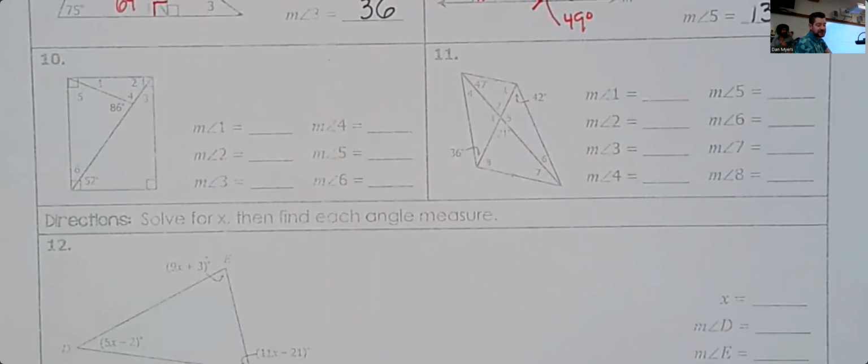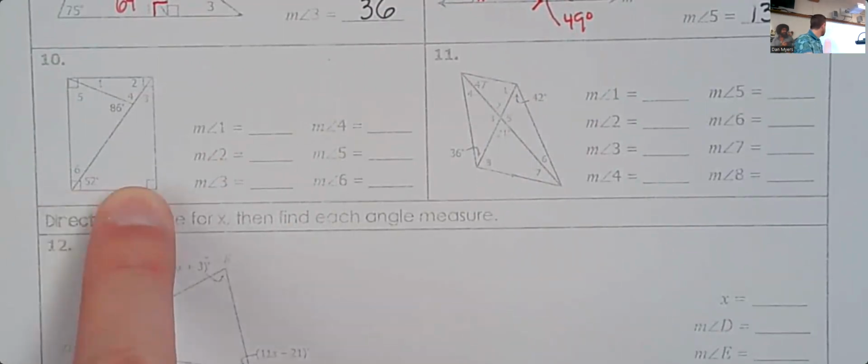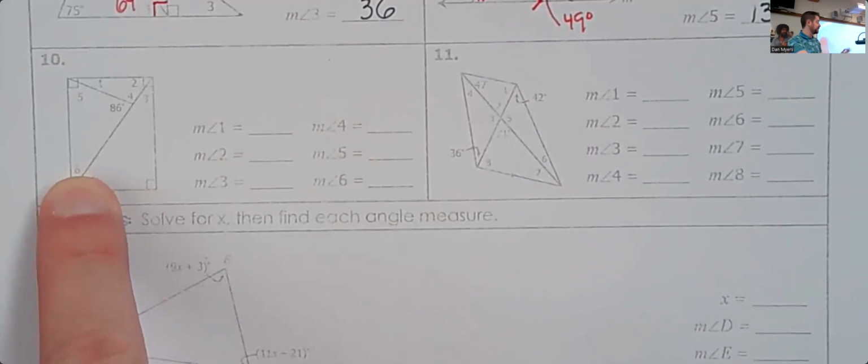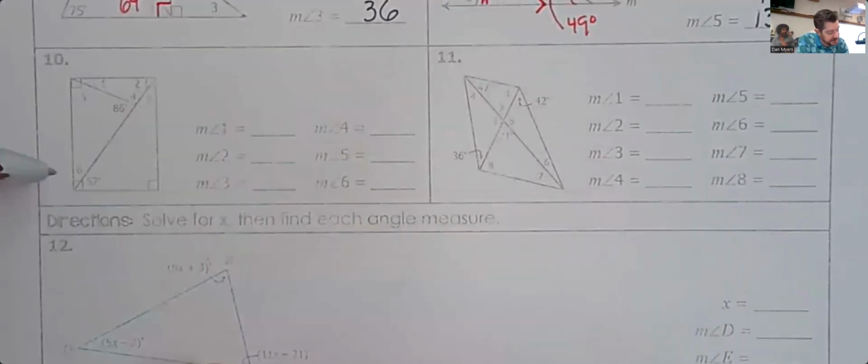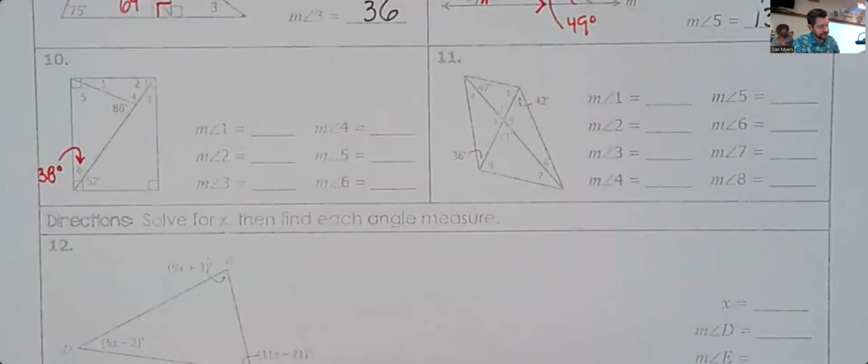I would either start by figuring out angle 6 or angle 4, because we have angles immediately next to them where we know what they add up to. So let's go with angle 6 first. 38, because that's a 90-degree angle. The bottom part is 52, so the top part needs to be whatever adds to 90, which would be 38. So angle 6 is 38 degrees.